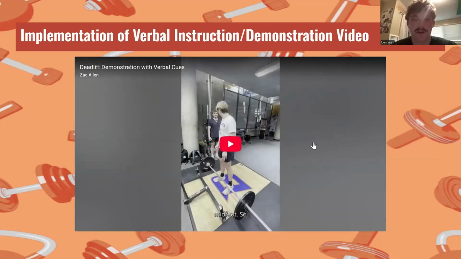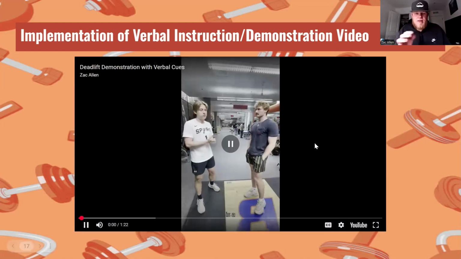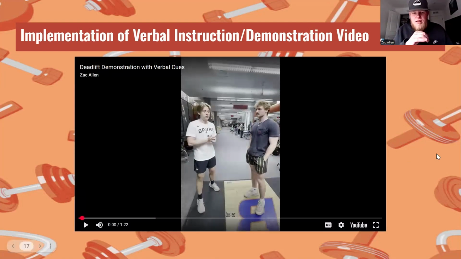All right, so this is our video on implementing verbal instruction and demonstration. It's going to incorporate all the verbal cues that we previously mentioned, and also the 3 full demonstrations that the practitioner is going to give. In this example, Cade is the instructor and Ben is the learner.